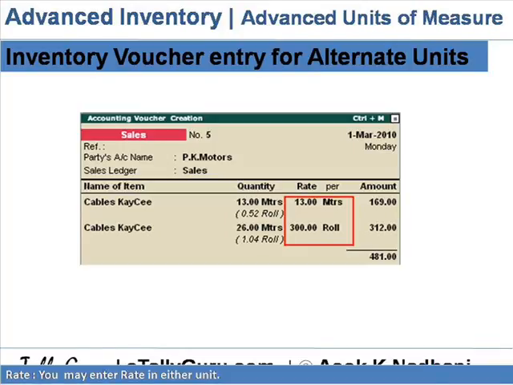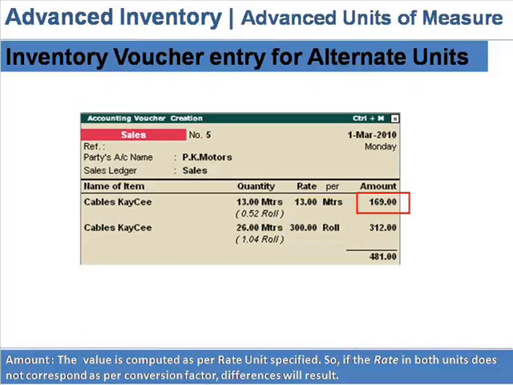Rate. You may enter rate in either unit. Amount. The value computed as per rate unit specified. So if the rate in both units does not correspond as per conversion factor, differences will result.